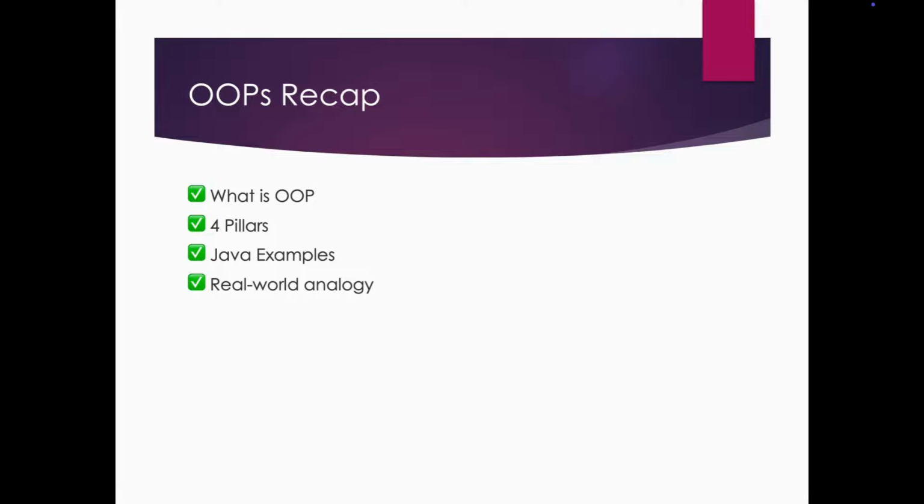So we discussed what OOPs is, we discussed the four pillars with Java examples, and I have just told you about the real world analogy where you can see this.